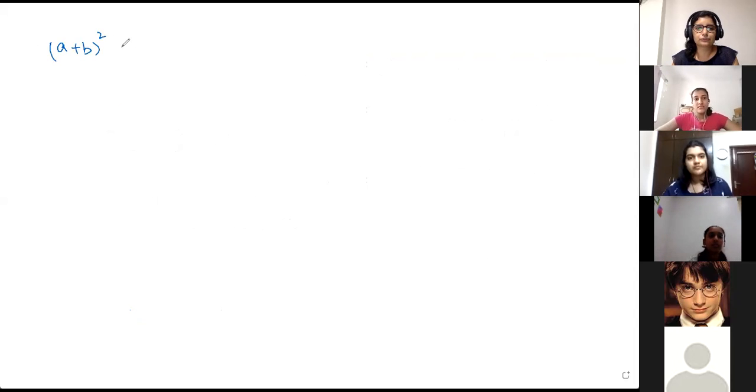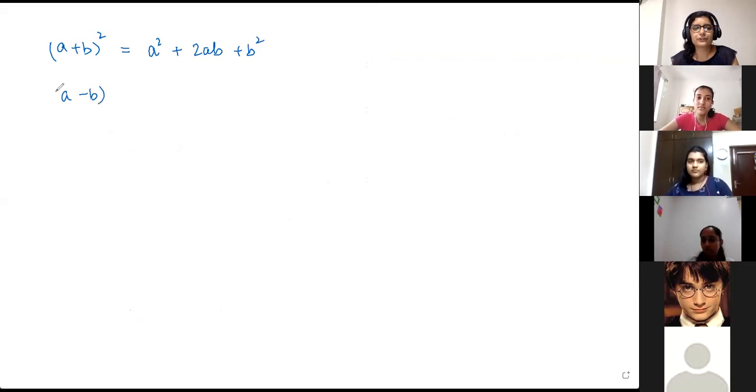Expand this, Samriddhi. A square plus 2ab plus b square. Simple, straightforward. And you guys have been doing sums based on these identities, right? The first few.